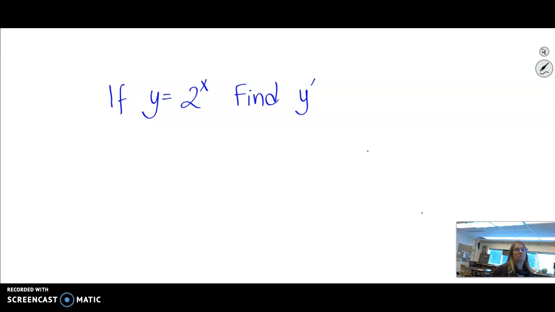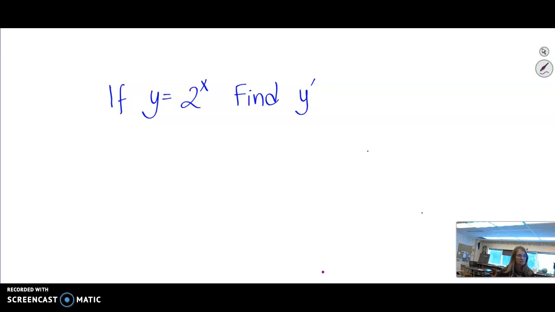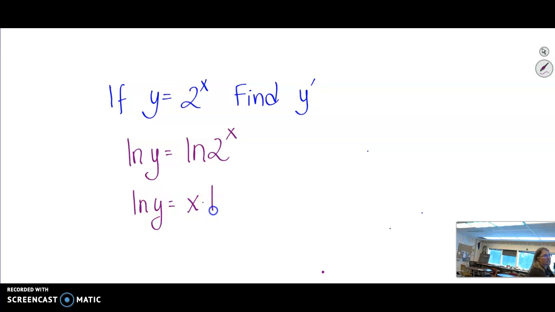What we're going to do is it's going to involve logarithms. Okay, so here's how we're going to deal with this. We're going to take the log of both sides. Remember, when we're solving for an exponent, it deals with logarithms. So if I take the log of both sides, let's do the natural log of both sides. If I do natural log of y equals the natural log of 2 to the x, it allows me to bring that exponent down in front. So I have the natural log of y equals x times the natural log of 2.